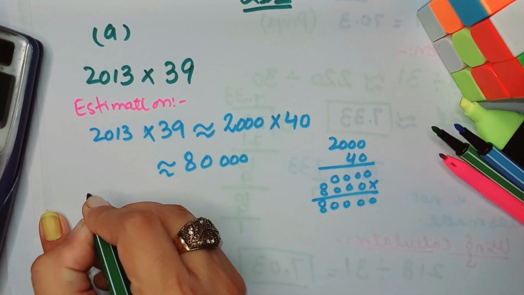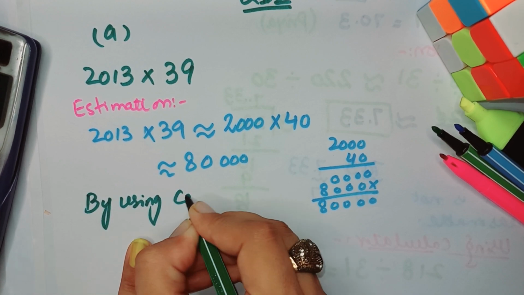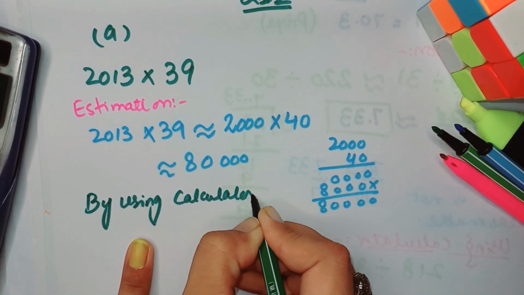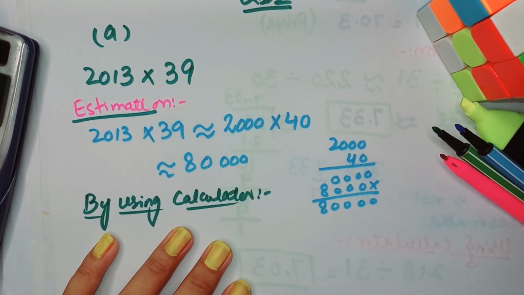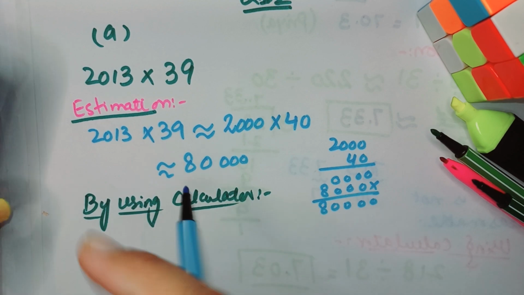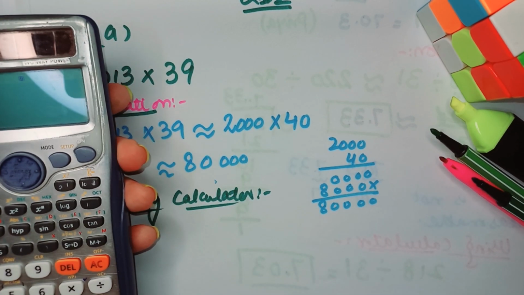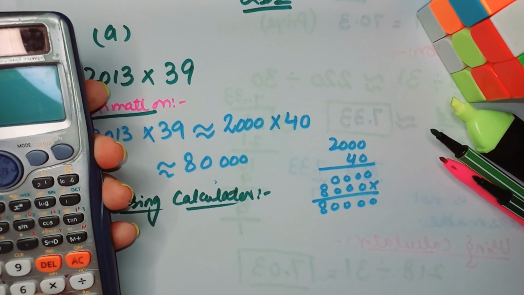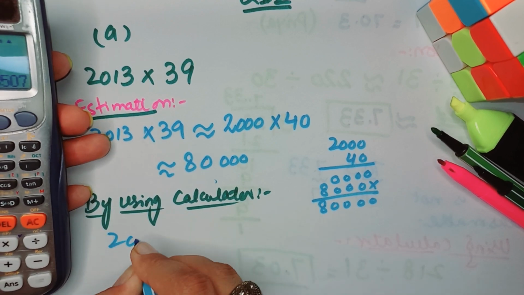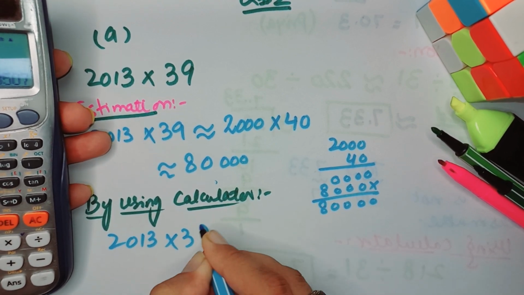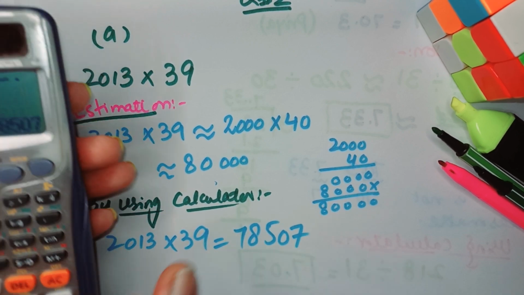Now we will do it by using a calculator, or you can write by calculator. Clearly you have to do the steps. Dear students, now we find its product with the calculator. 2013 multiply 39, we are getting 78,507.